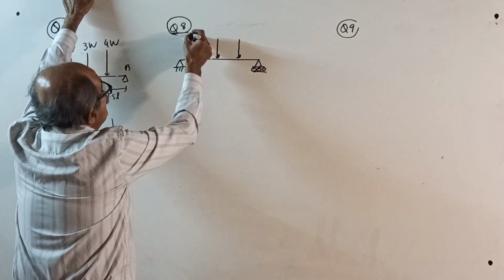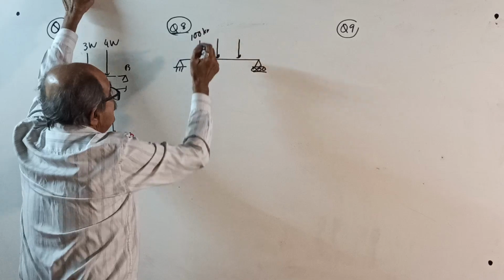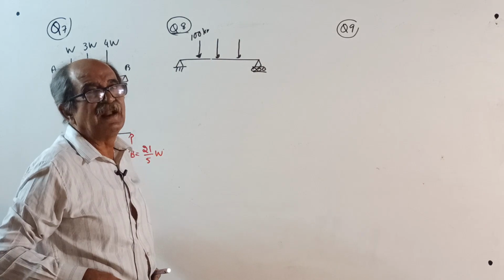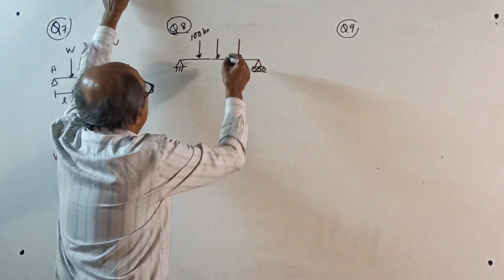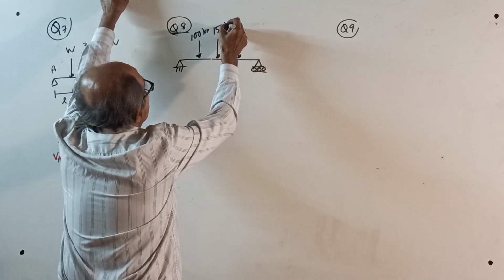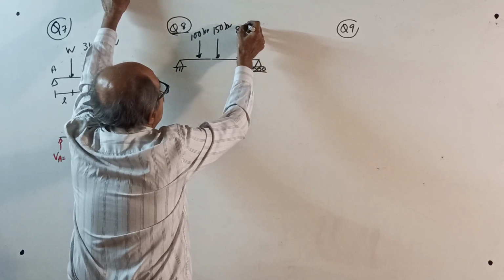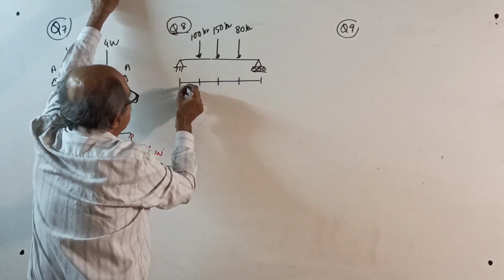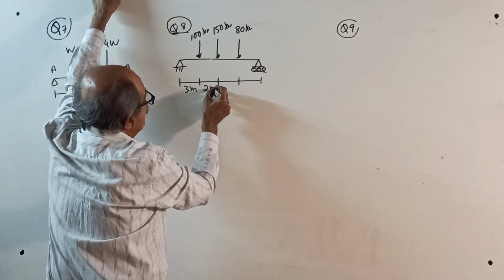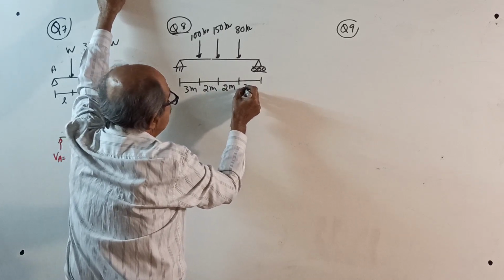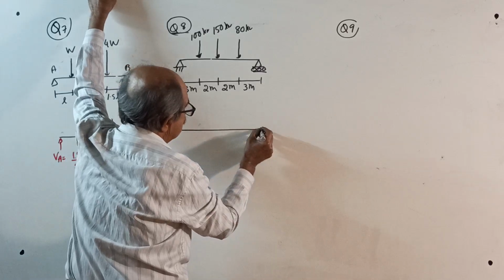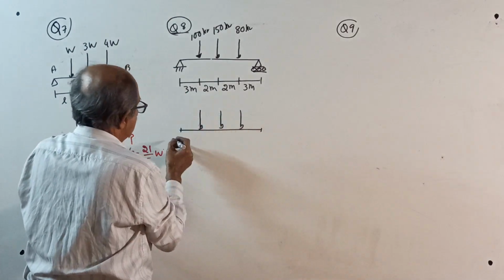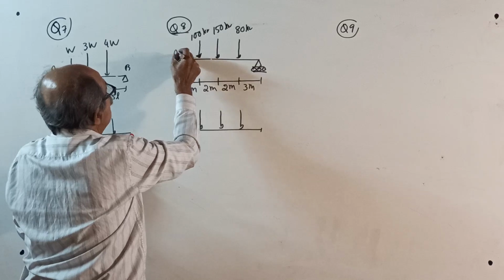3 point loads: 100 kilonewton. See, when I calculate, I always avoid decimals, like 0.333 etc. But here, to save time, 100 kilonewton, 150 kilonewton and only 80 kilonewton. Cut distances I will give: 3 meter, 2 meter, once again 2 meter and 3 meter. Answer. AB, I forgot to write AB here. Okay, done. AB.